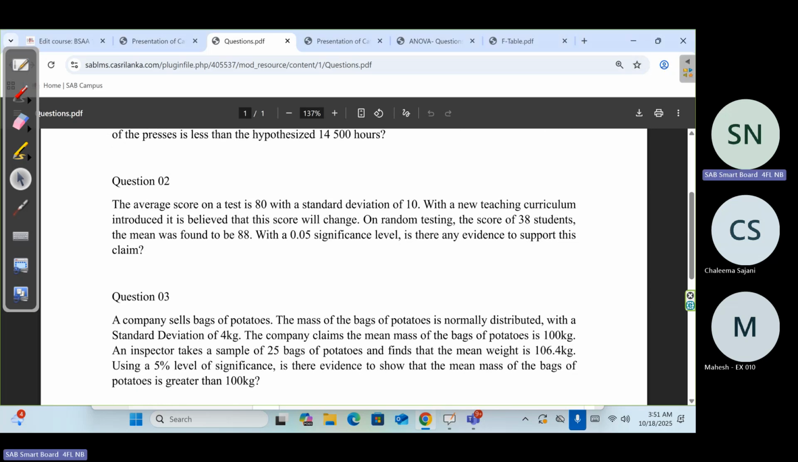Then read question number 2 and write the hypothesis, then write the type of test and calculate the test statistic. The first 3 steps are the same as in the first question.